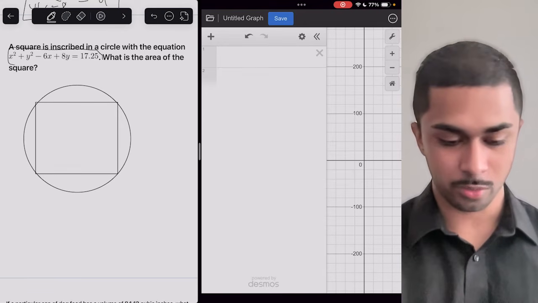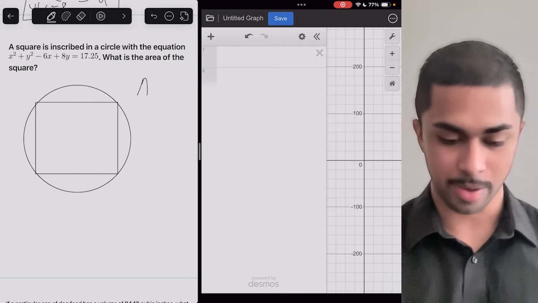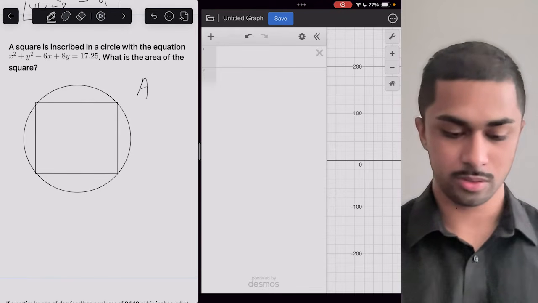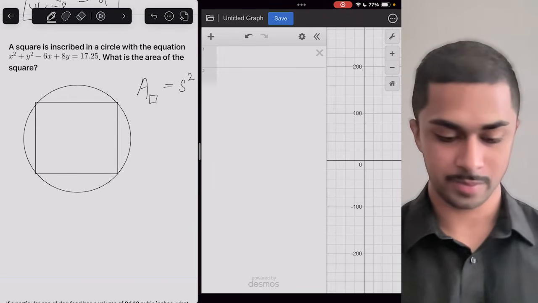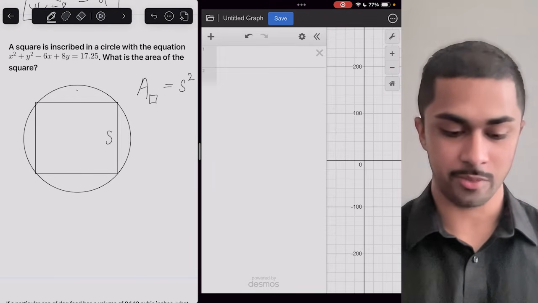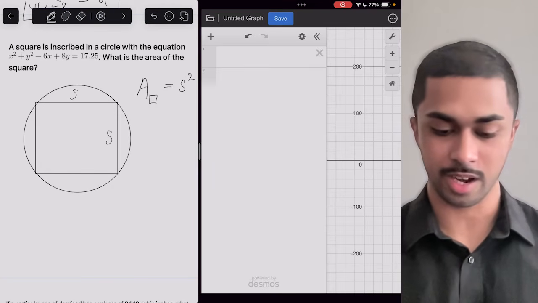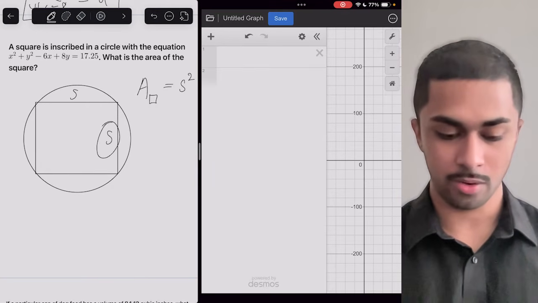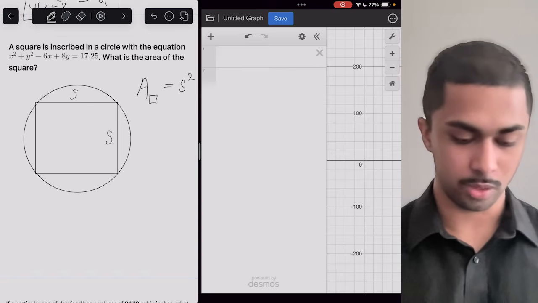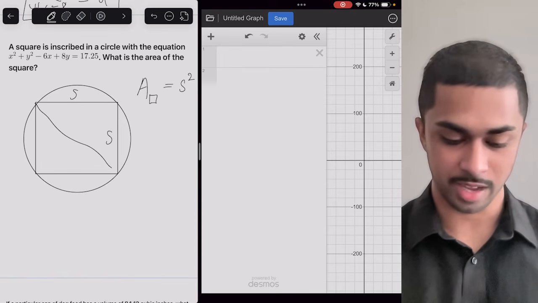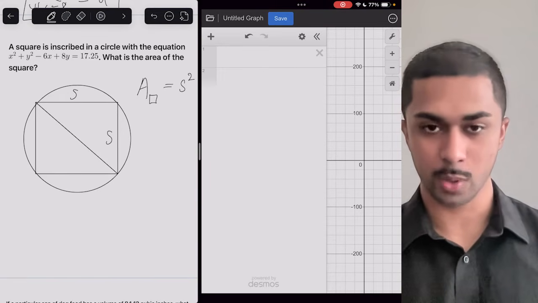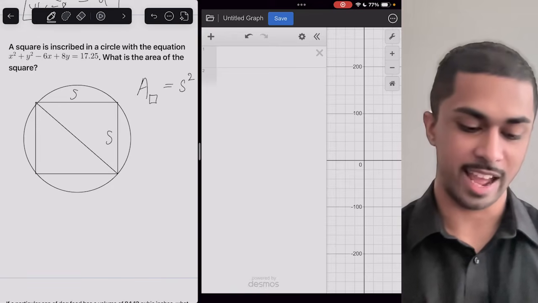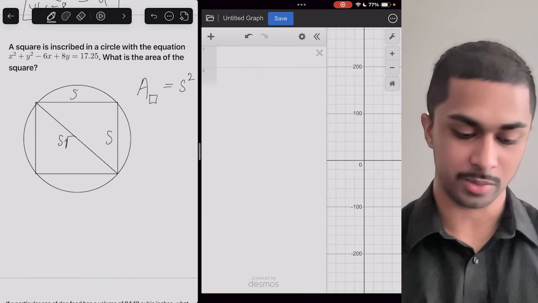Okay, so this is the equation. What is the area of the square? Well, let's work backwards from what we're solving for. Area of the square is equal to side squared, right? So if we have one side of a square, we can find the area because it's just the side squared. Now, why don't we know what the side is? Well, what do we need to know to find the side? If we knew the diagonal of the square, we would be able to find the side because the diagonal is equal to s root 2.